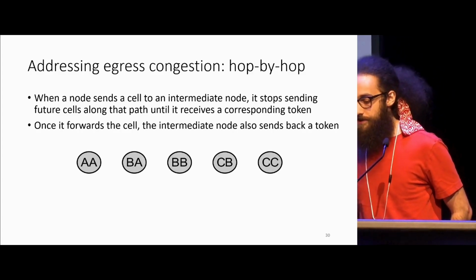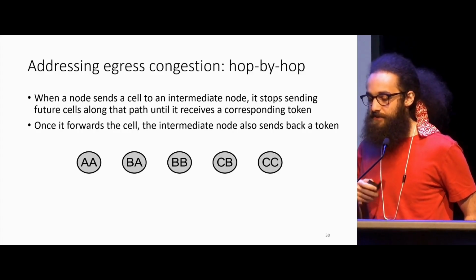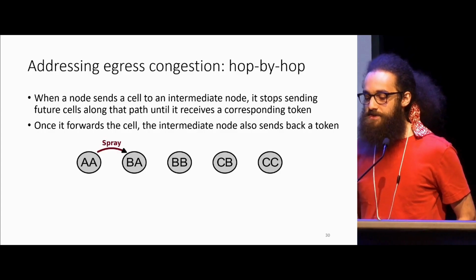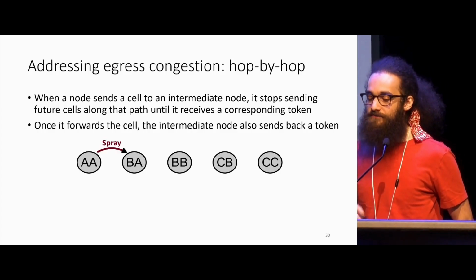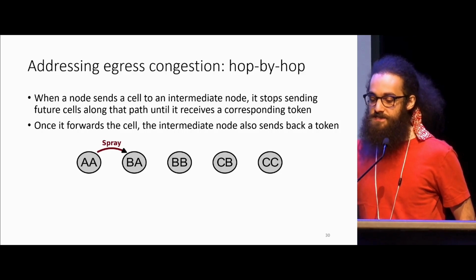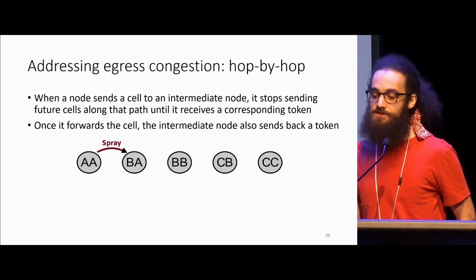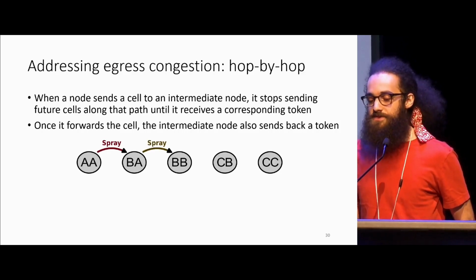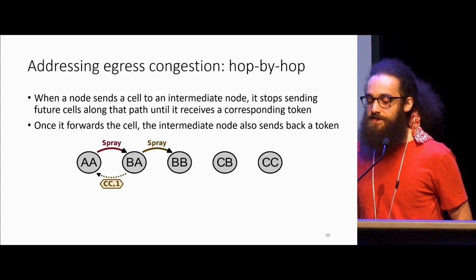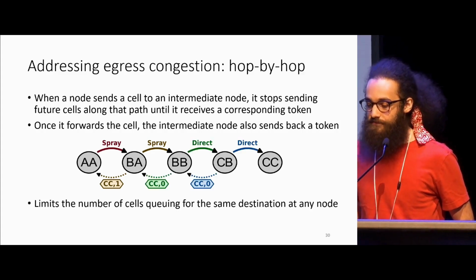And the intermediate node is going to send us that token once it has sent that cell on the next hop. So for example, let's say we're sending cells from node AA to node CC, and we're happening to send them along this path. Once we send a cell on its first spraying hop via node BA, node AA is not going to send another cell destined to node CC via node BA until it receives the token back, which it's going to do once node BA has sent that cell on its next hop.